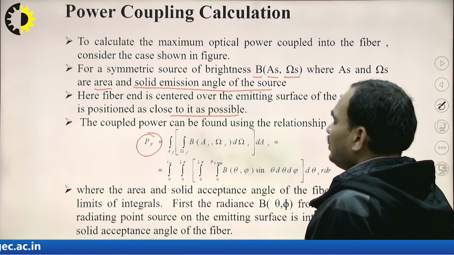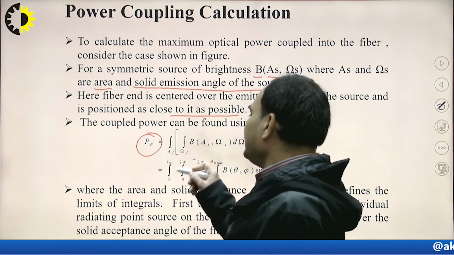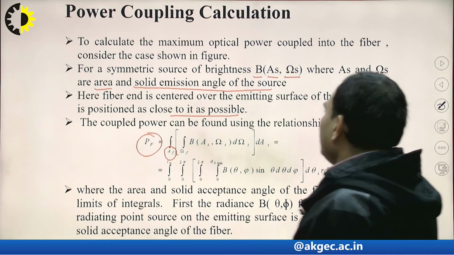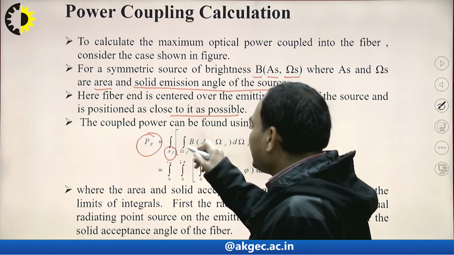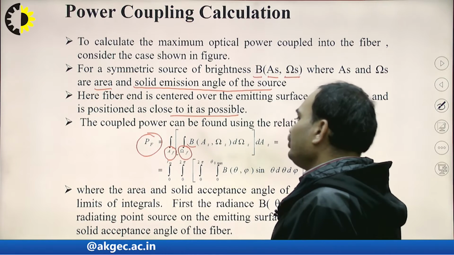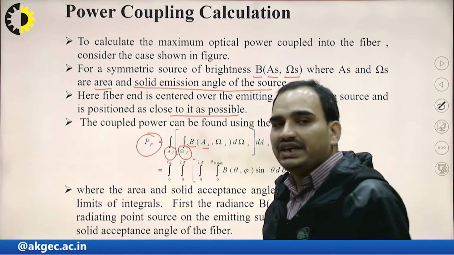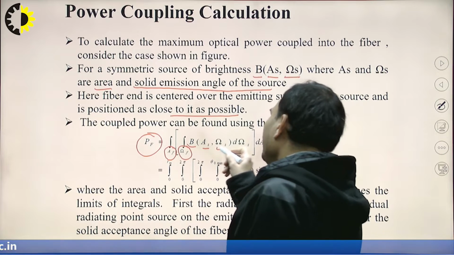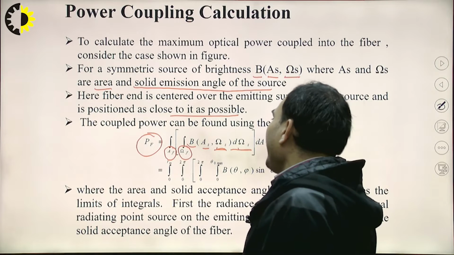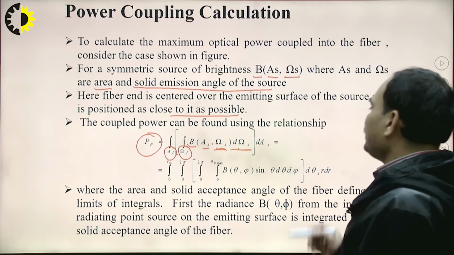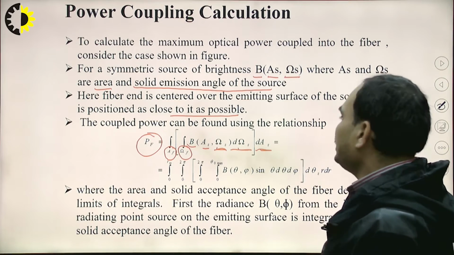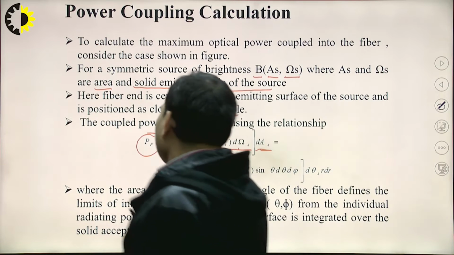Now we have to consider the area of the fiber, that is A of F, and the solid emission angle, which for the fiber is omega F. The brightness is a function of the area of the source, that is AS, and the solid emission angle, that is omega S, integrated with respect to the solid emission angle, d omega S, and with respect to the area of the source, dAS. So we have to cover the area of the fiber.